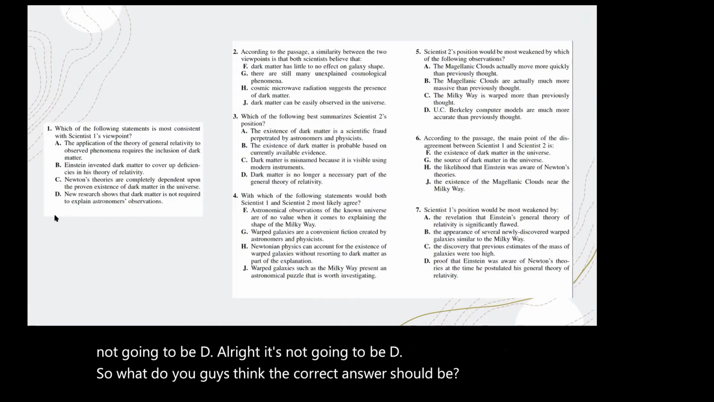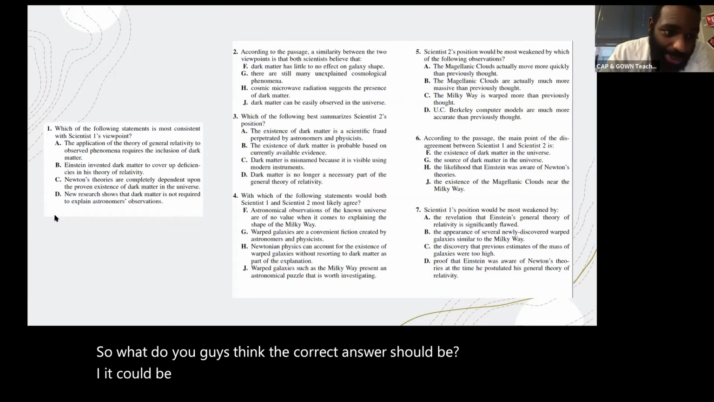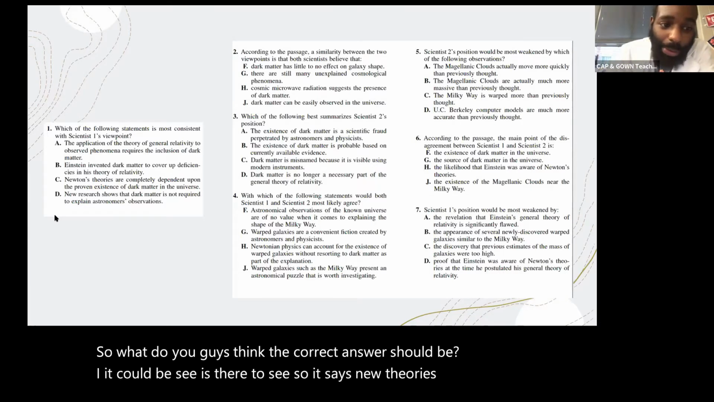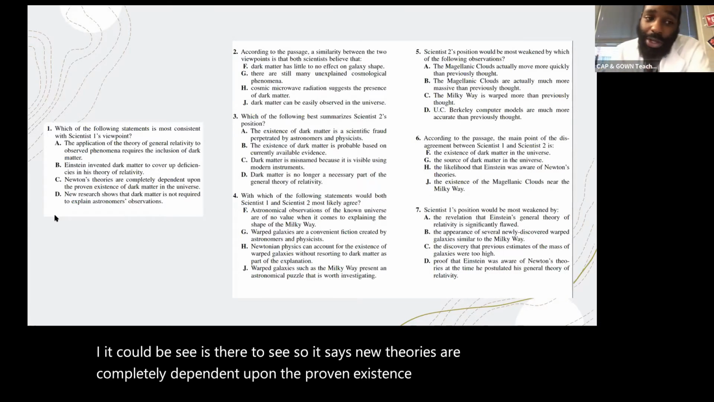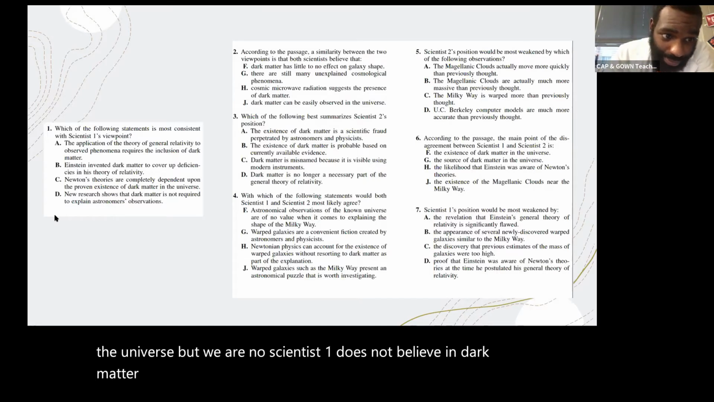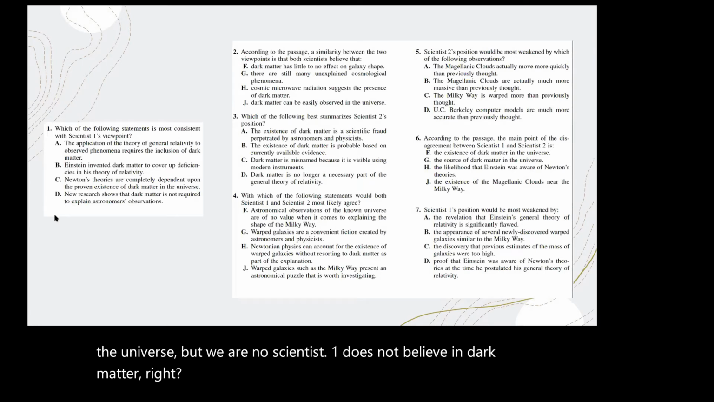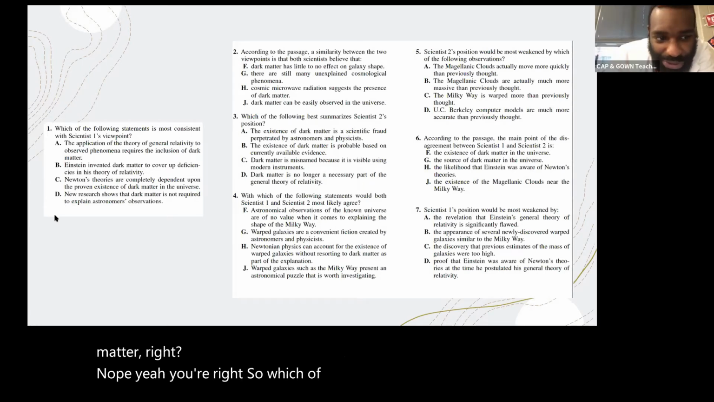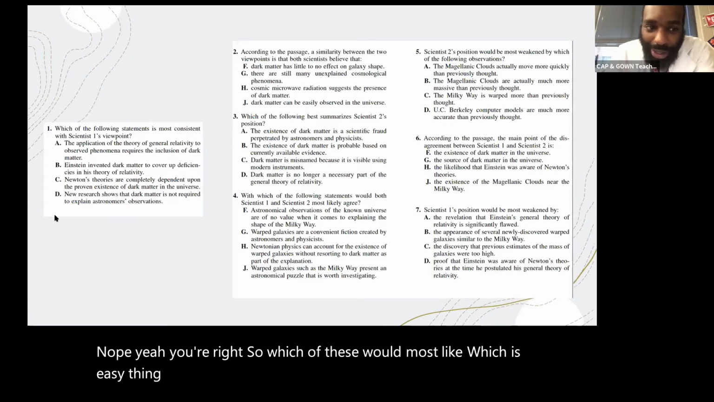It could be C. You said a C. So it says new theories are completely dependent upon the proven existence of dark matter. But we already know scientist one does not believe in dark matter, right? Oh, yeah, you're right. So which of these do you think he will most likely come up with, what he will most likely agree with?